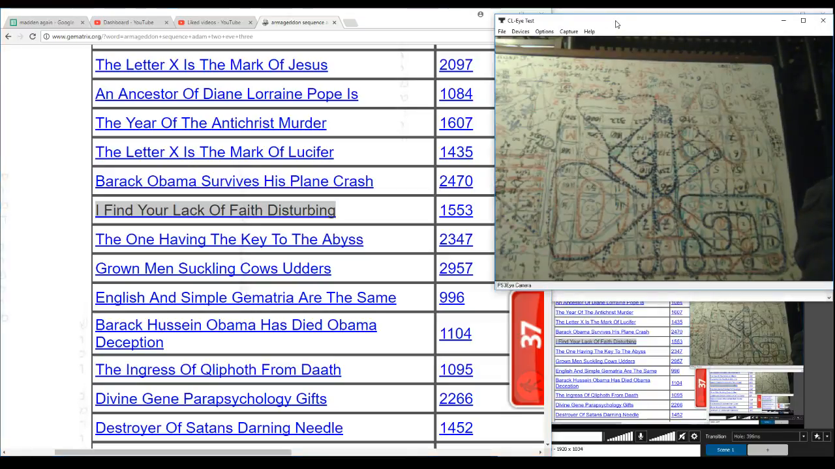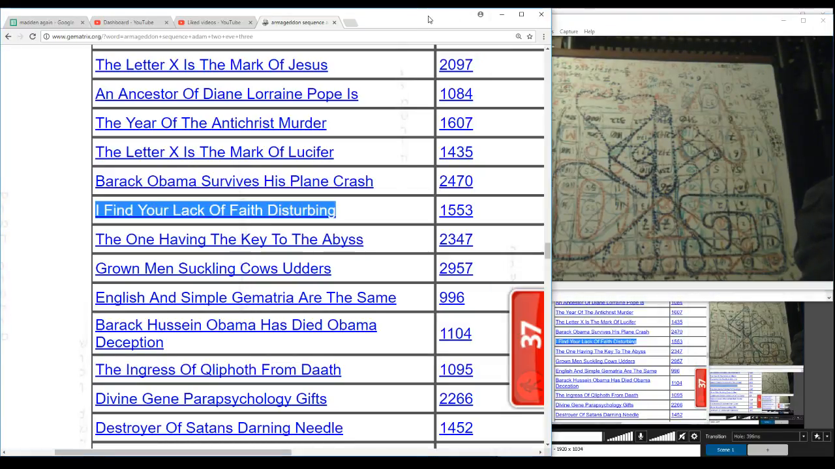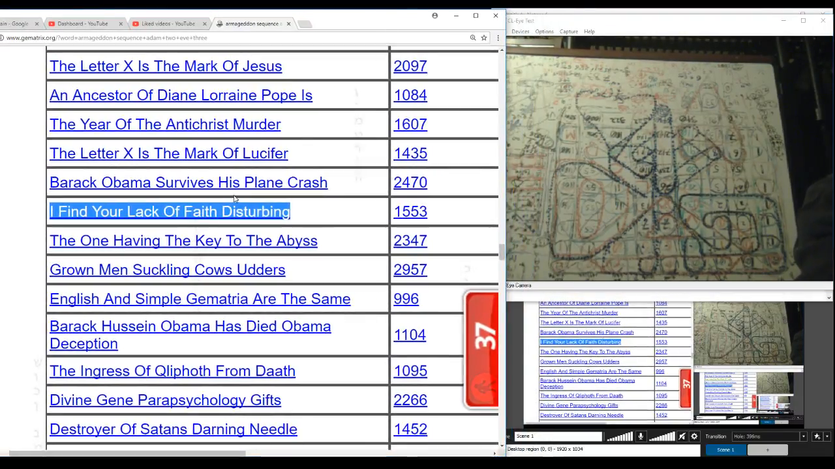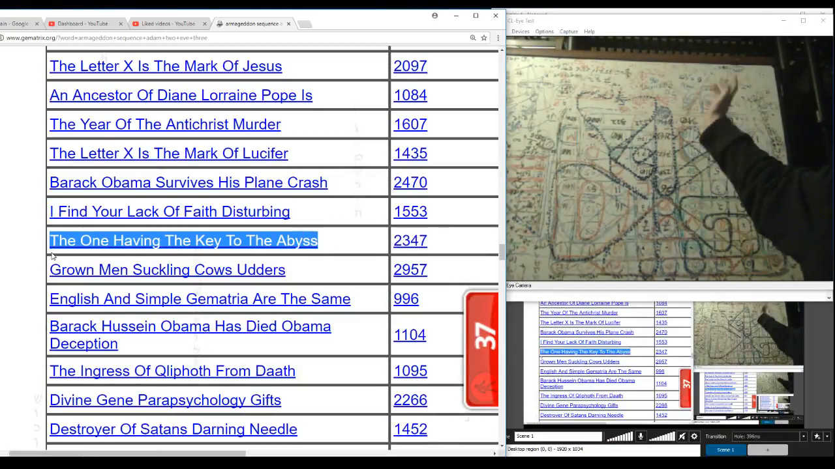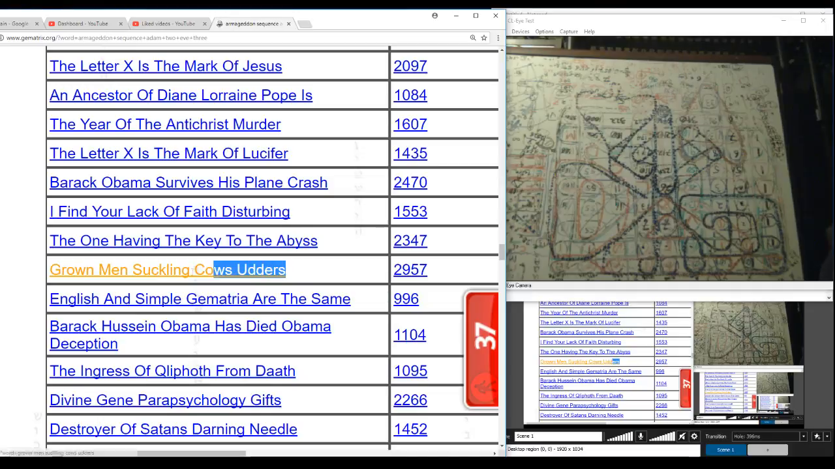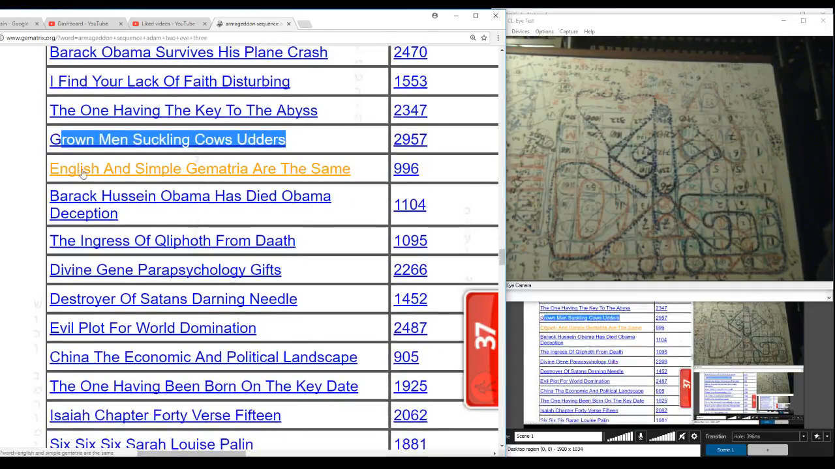You know? It's just funny to me. The one having the key to the abyss. I think that's me. There's a whole bunch of keys here, guy. Okay. Grown men sucking cows' udders. Nice. English and simple gematria are the same. Correctamundo.